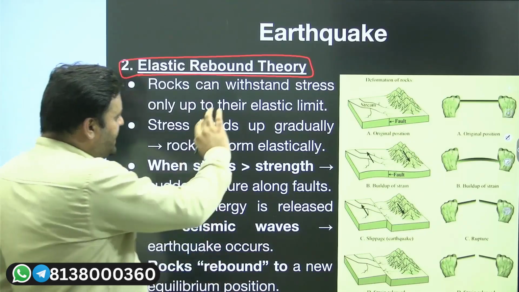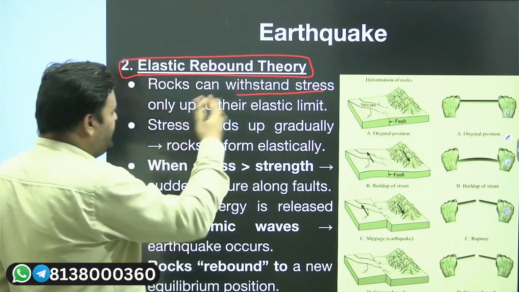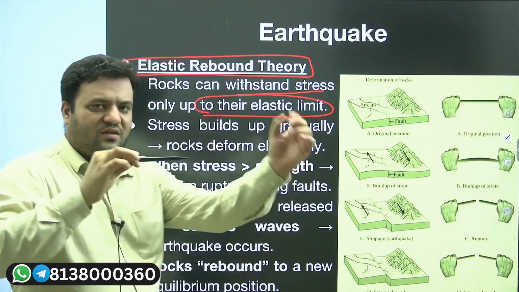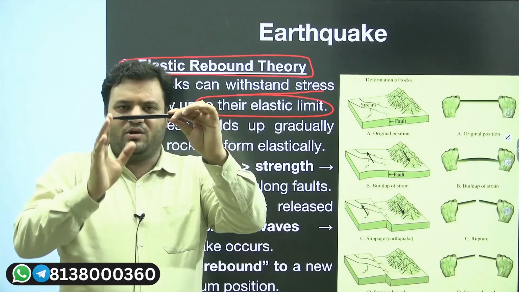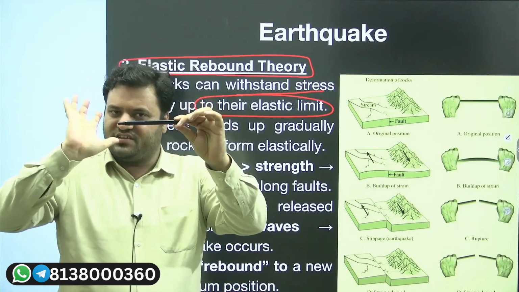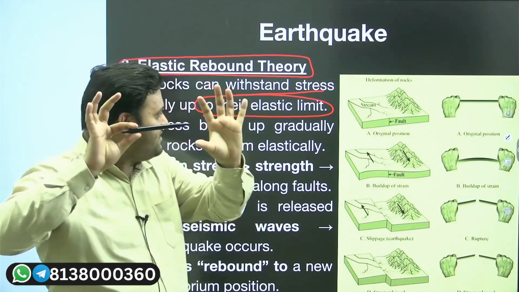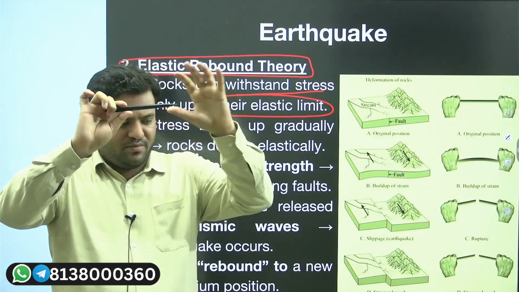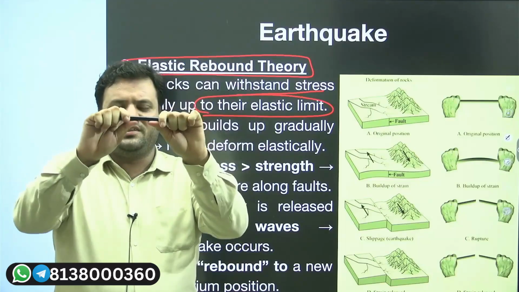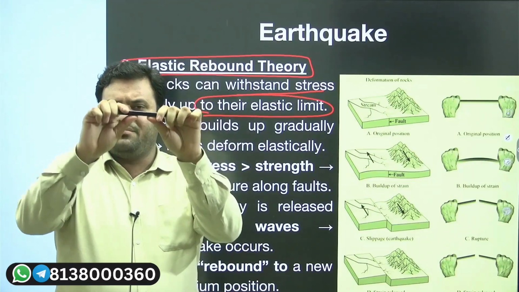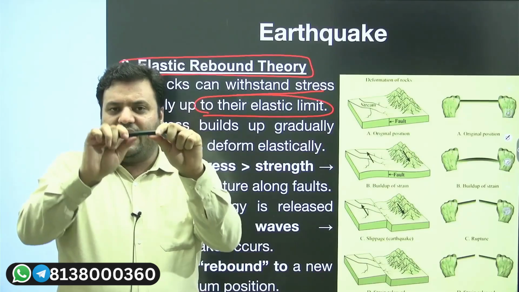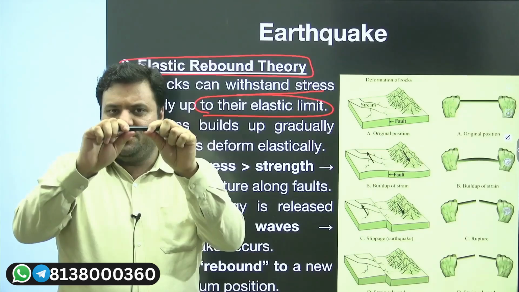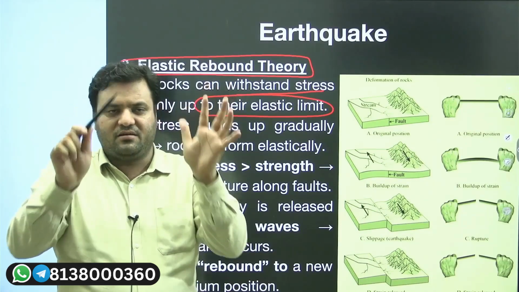Now, try to focus here. Rocks can handle the stress only up to their elastic limit. Suppose this is the rock, and because of the mantle convection current, a stress has developed. Due to that stress, what will happen? The rock might be bent. It can bend up to a certain level, but after a certain level, if the strain energy keeps accumulating continuously, it will break.